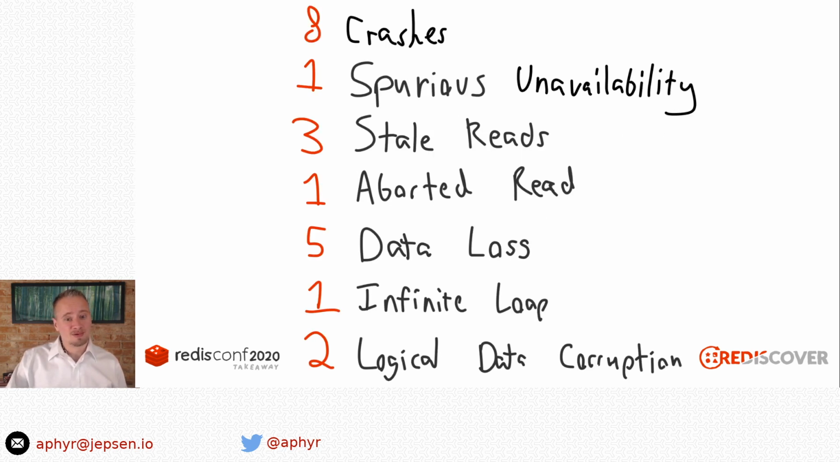So, to recap, we found 8 crashes. One case of spurious unavailability where nodes would go down for apparently no reason. 3 cases of stale reads. 1 aborted read. 5 cases of data loss or duplication. 1 infinite loop. And 2 cases of logical data corruption. In short, this is a bit of a tire fire.